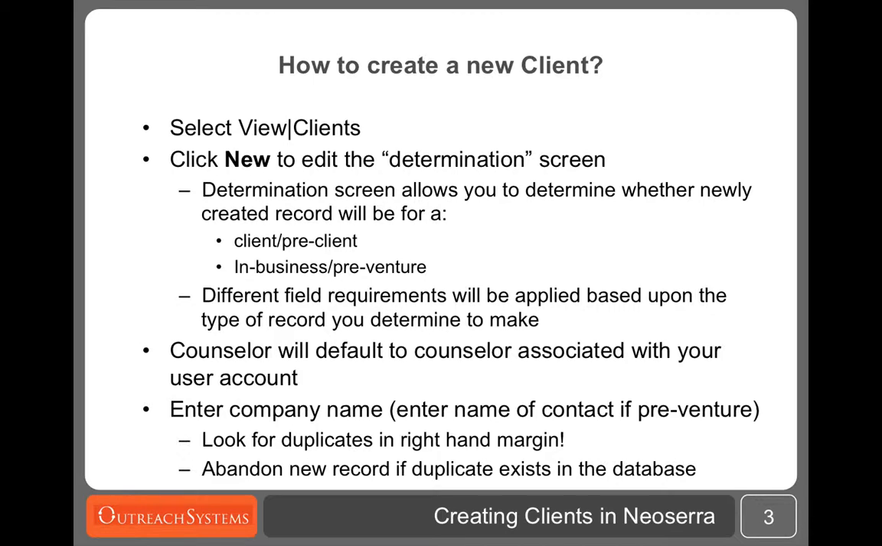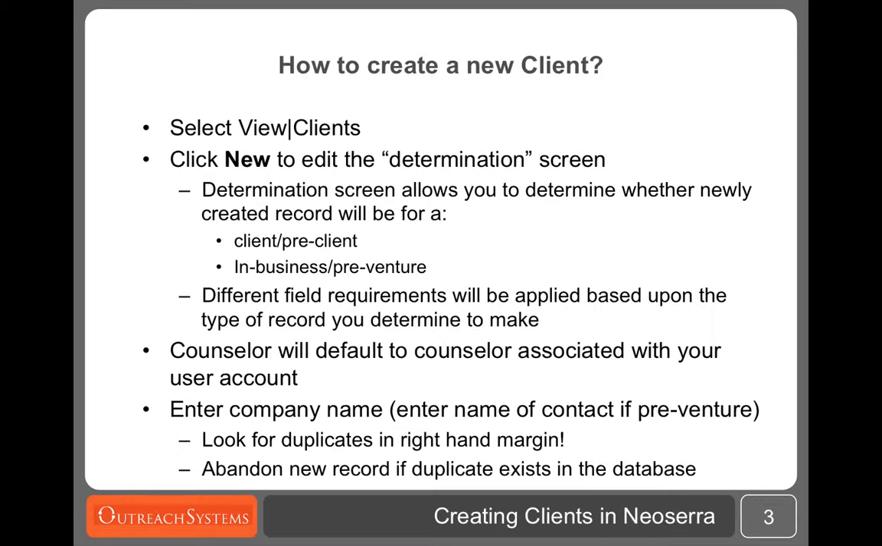But as soon as you type in something in the company name field, in the right-hand margin, you'll see possible duplicates appear. If you see a possible duplicate, you can hover over that record, make sure it's not in fact a duplicate of the client record that you're working on, and if it is, then you need to make sure that you abandon it. It's absolutely important that you avoid creating duplicates in your database as much as possible.